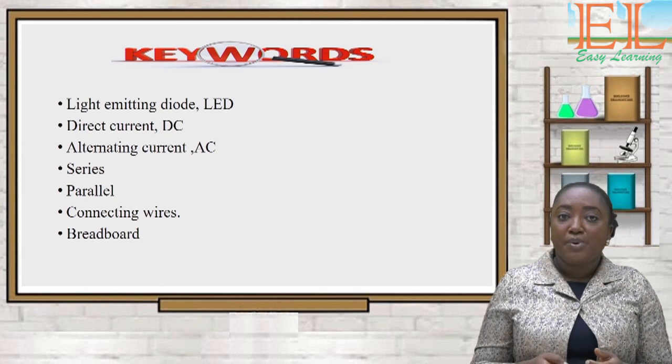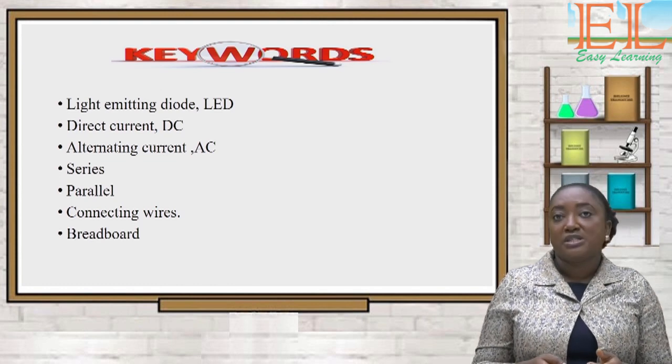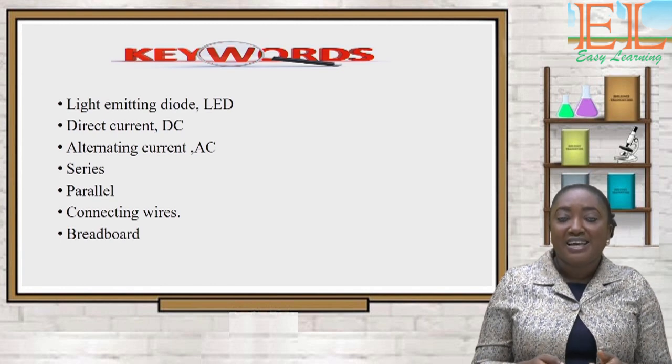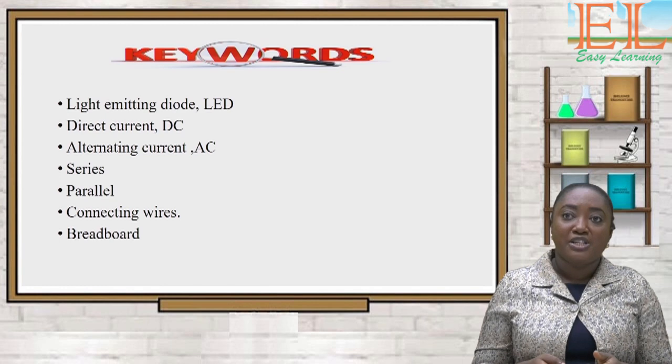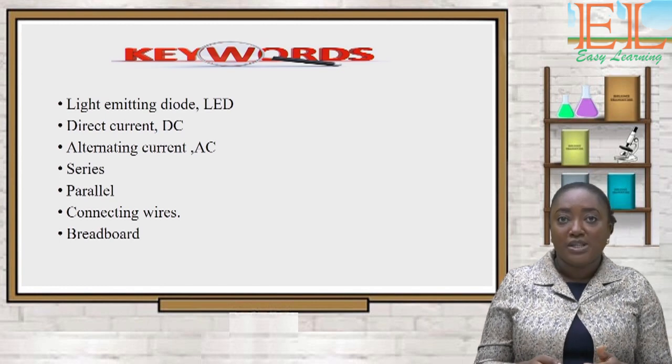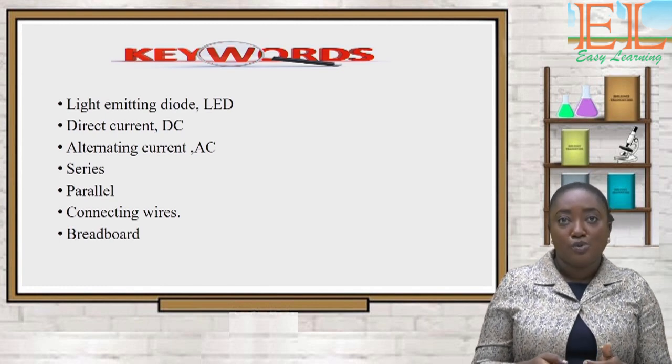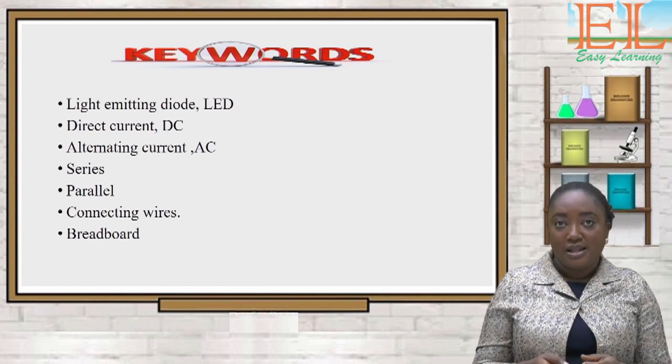We would also see parallel arrangements of components. Now in the parallel arrangements, we put them side by side. What I mean by side by side is that in a parallel arrangement, all negatives go to one side and all positives go to another side. We will see connecting wires and a breadboard.